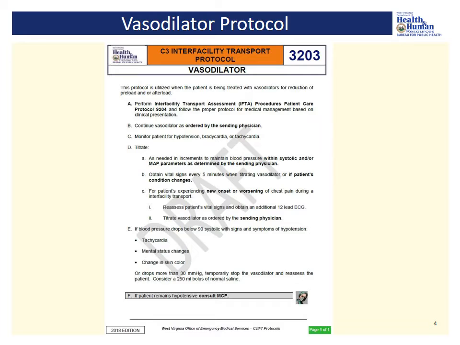G. If the patient's blood pressure drops below 90 systolic with signs and symptoms of hypotension, such as tachycardia, mental status change, or change in the skin color, or if you have a drop of more than 30 millimeters of mercury, temporarily stop the vasodilator and reassess the patient. Consider a 250 milliliter bolus of normal saline. If this doesn't work, or if the patient remains hypotensive, contact medical command physician.